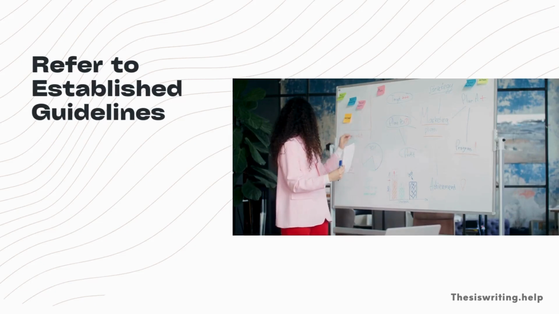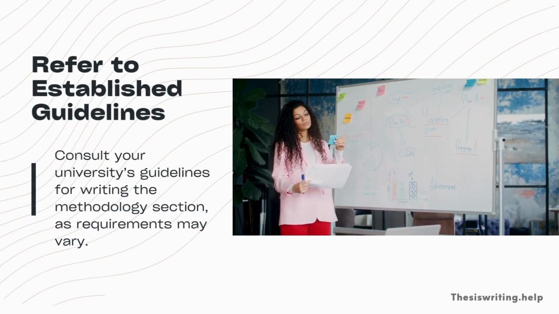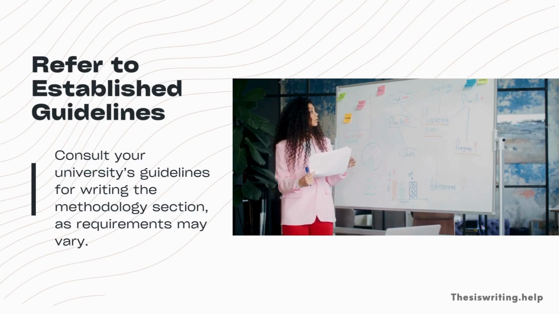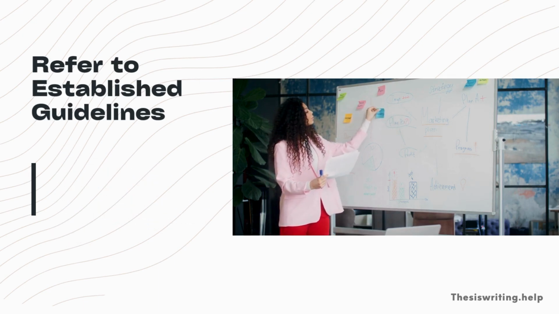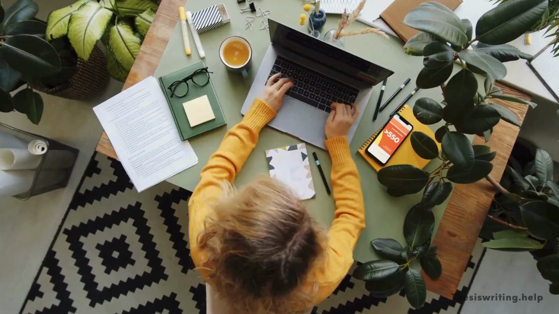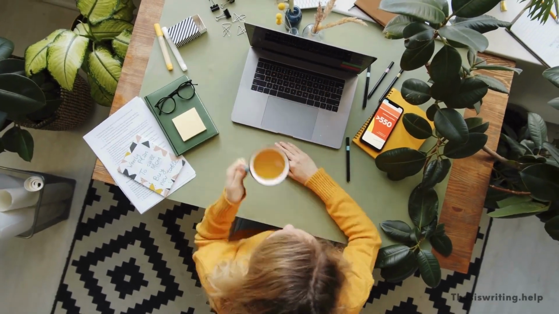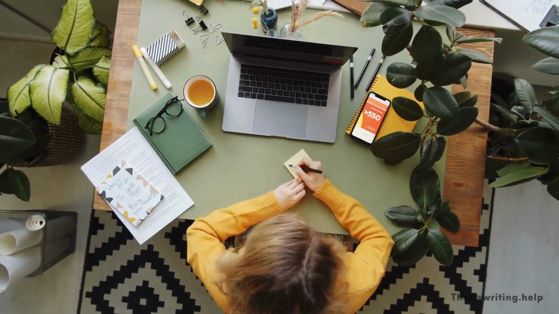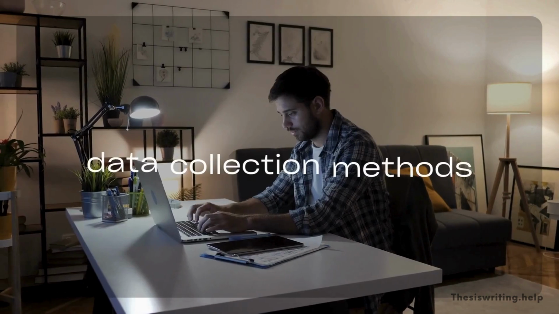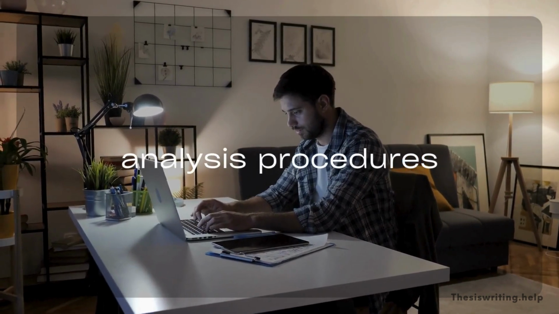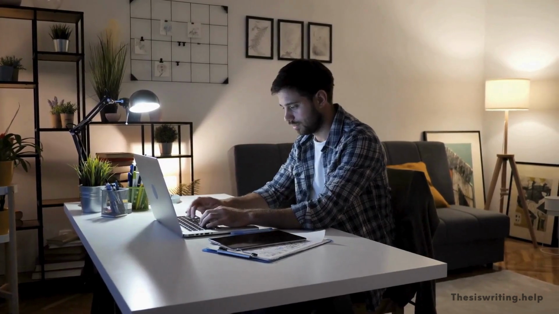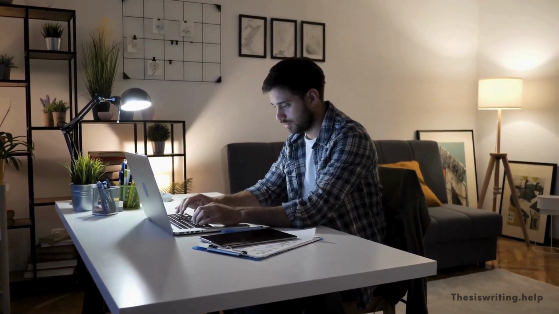Number 5. Refer to established guidelines. Consult your university's guidelines for writing the methodology section as requirements may vary. Established guidelines ensure your section meets academic standards. The methodology section is crucial for demonstrating the validity and reliability of your research. By carefully outlining your research design, data collection methods, analysis procedures, and ethical considerations, you can create a robust and transparent methodology section.